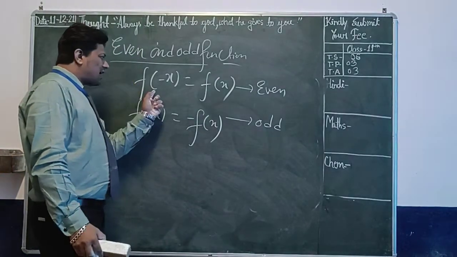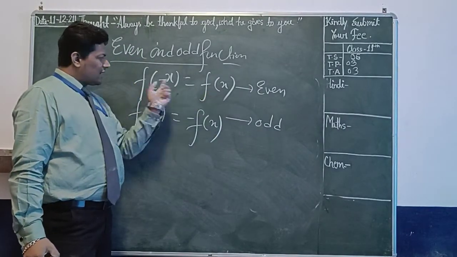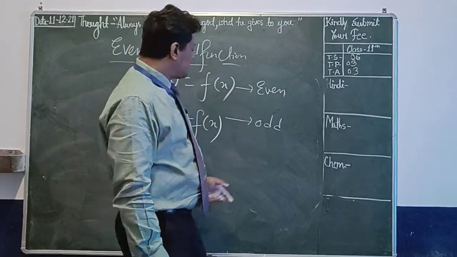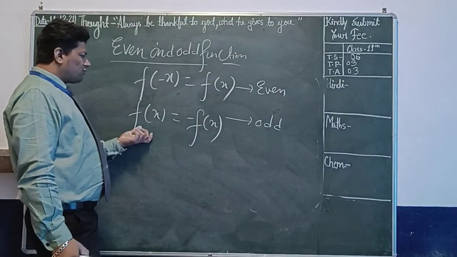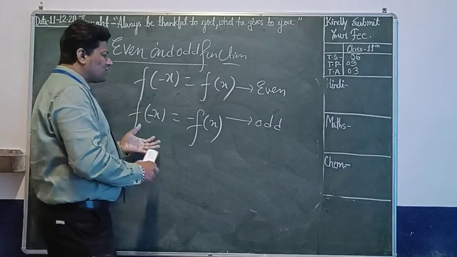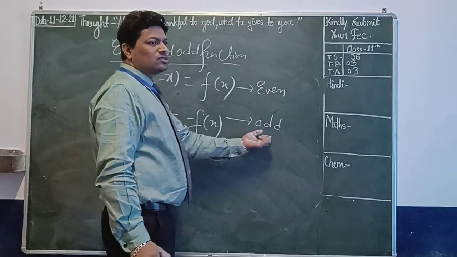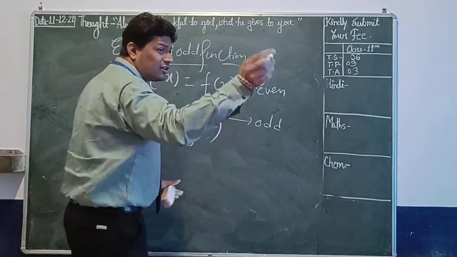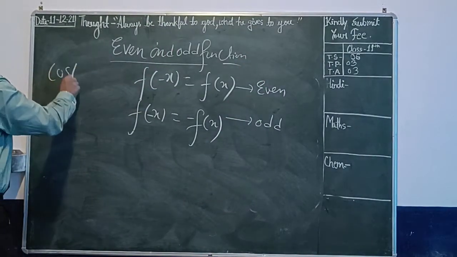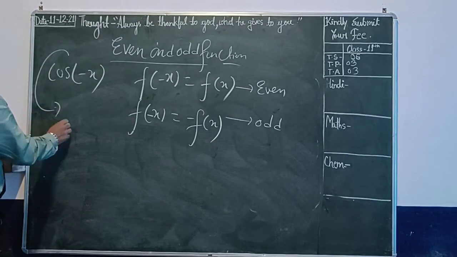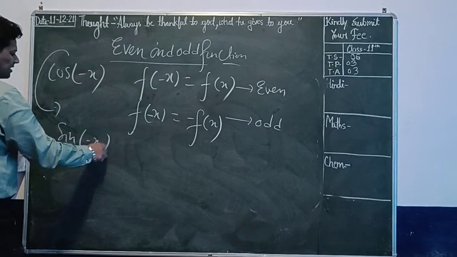Even functions are simply those with f of minus x equal to f of x. If f of minus x equal to f of x is coming, then you can say the function is even. If f of minus x equal to minus f of x, then you can say it is an odd function. As I told you about cos of minus x, I told you about sine of minus x also.